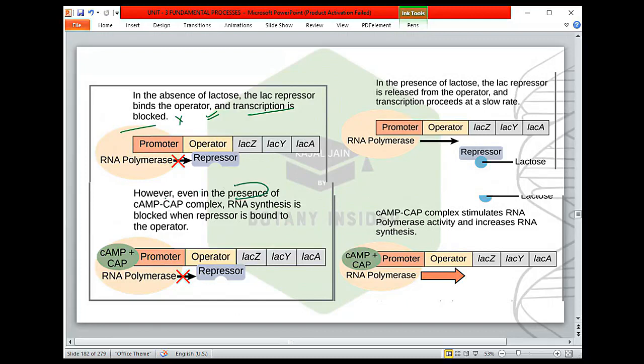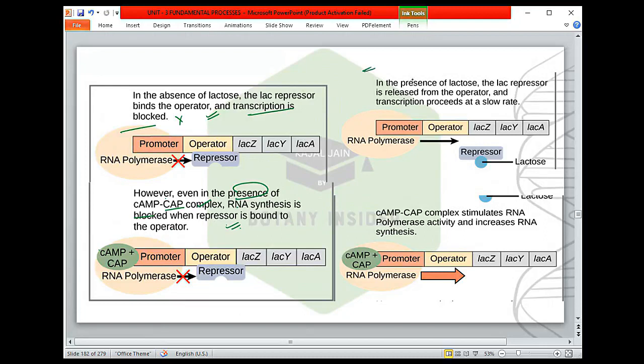However, in the presence of cAMP and CAP complex, RNA synthesis is blocked when the repressor is bound to the operator. Same thing, cAMP and CAP, but we have the operator being there. We have the repressor getting bound to it, even then the transcription won't happen.